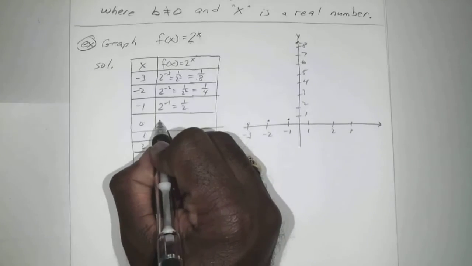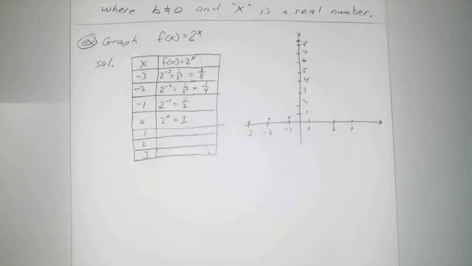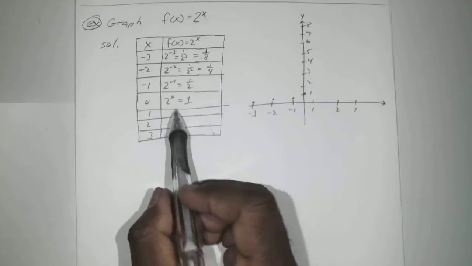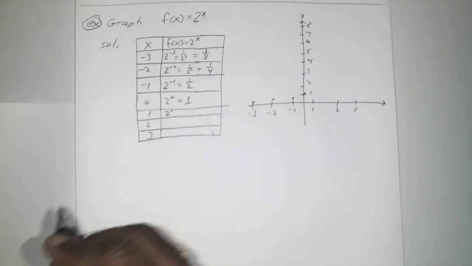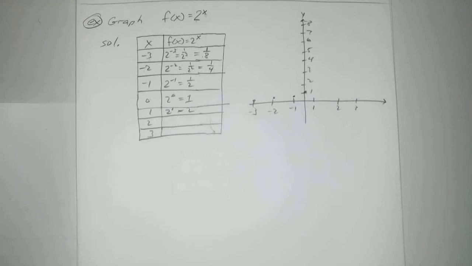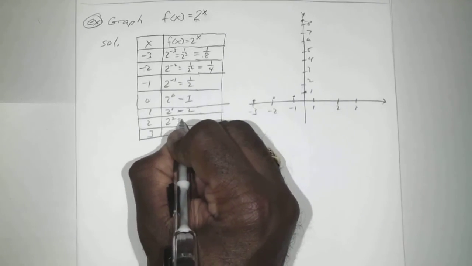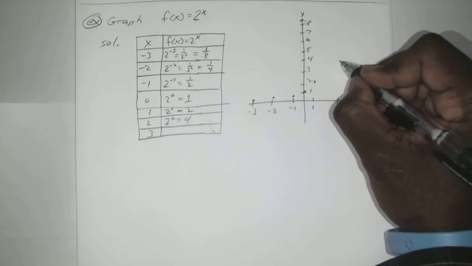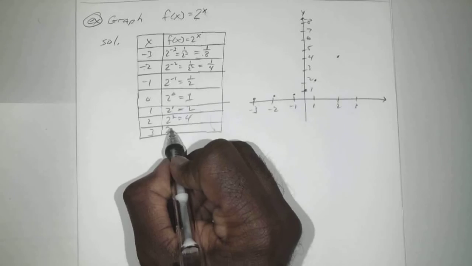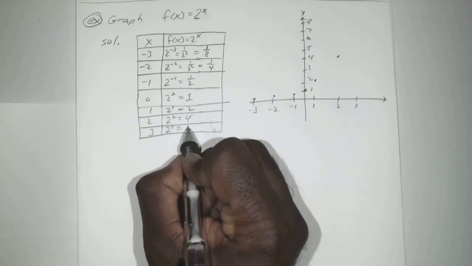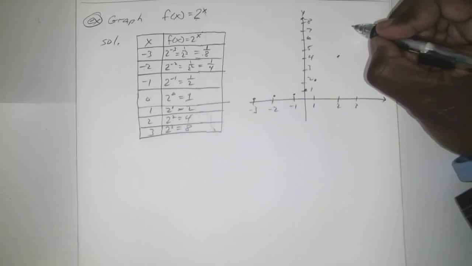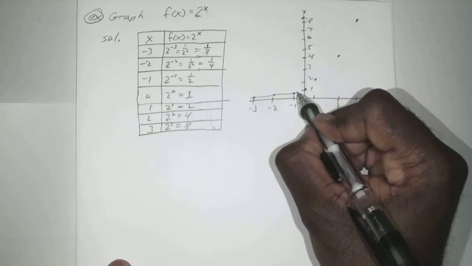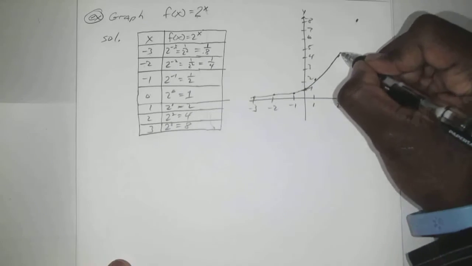When x is equal to 0, you have 2 to the 0 power. Anything to the 0 power is just 1, so you end up right there. When x is equal to 1, you have 2 to the first power, which is 2. When x is equal to 2, you have 2 squared, which is 4. And 2 to the third power is just 8. So you end up with 2 to the power of x looking somewhat like that.